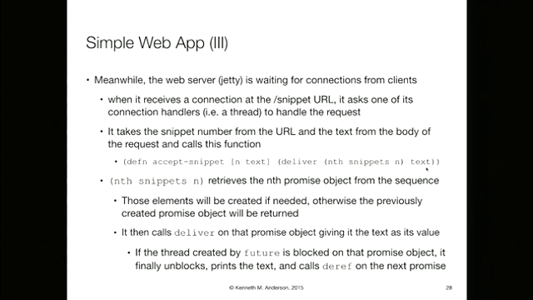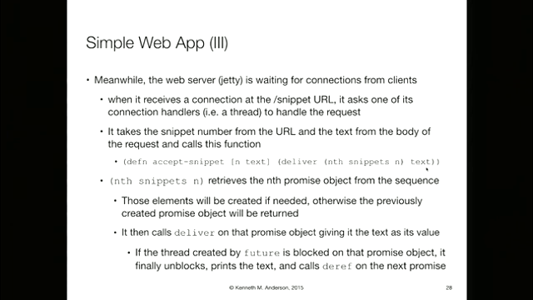And so now think about what's going on here. We've got this lazy sequence of snippets. The web app comes up and wants to print the first one. It blocks, waiting for snippet 1. At some point, someone calls with snippet 1, and here's the text. This code will deliver the text to that promise, which causes the other thread to wake up, get the text, and print it. And then it asks for snippet 2 and blocks again.